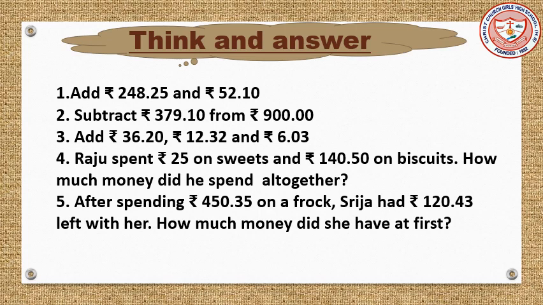Number 4, Raju spent rupees 25 on sweets and rupees 140.50 on biscuits. How much money did he spend all together? Number 5. After spending rupees 450.35 on a frock, Srija had rupees 120.43 left with her. How much money did she have at first?